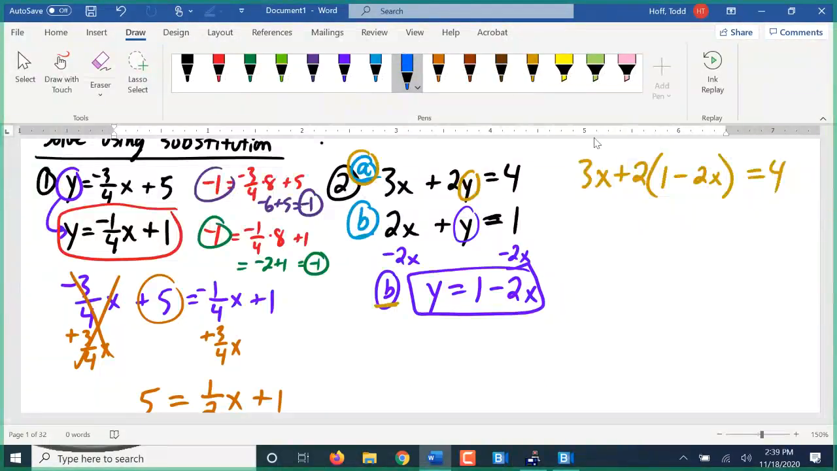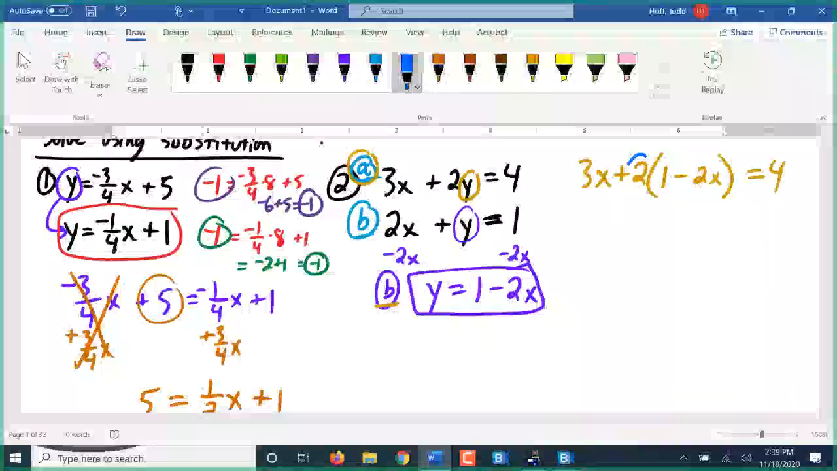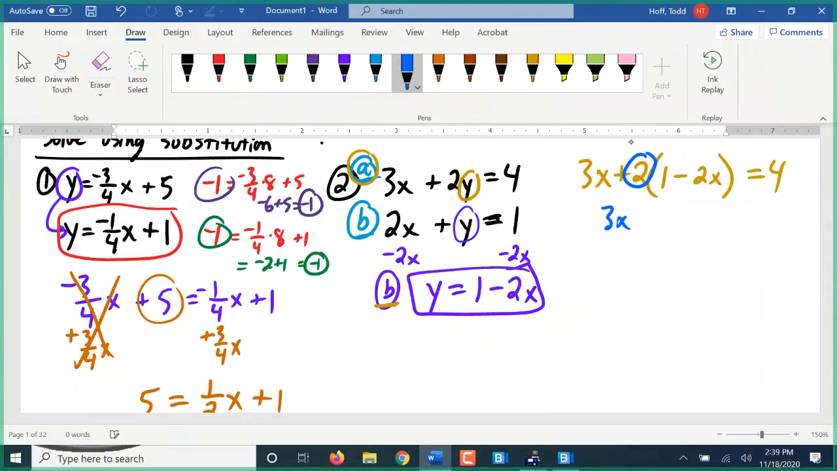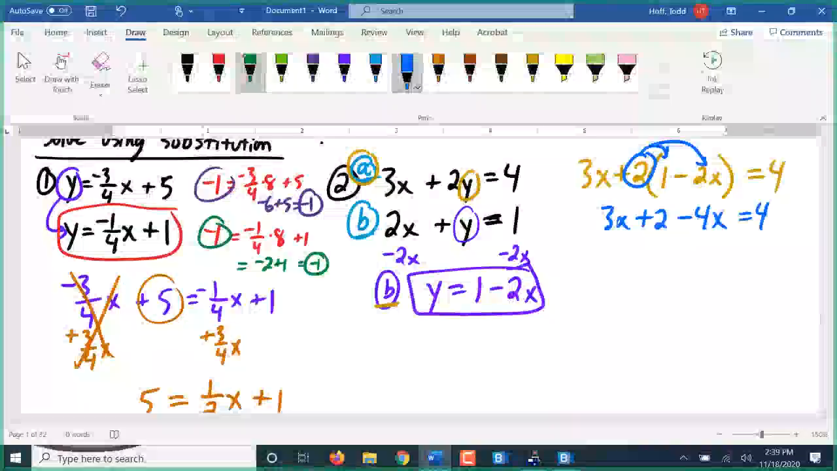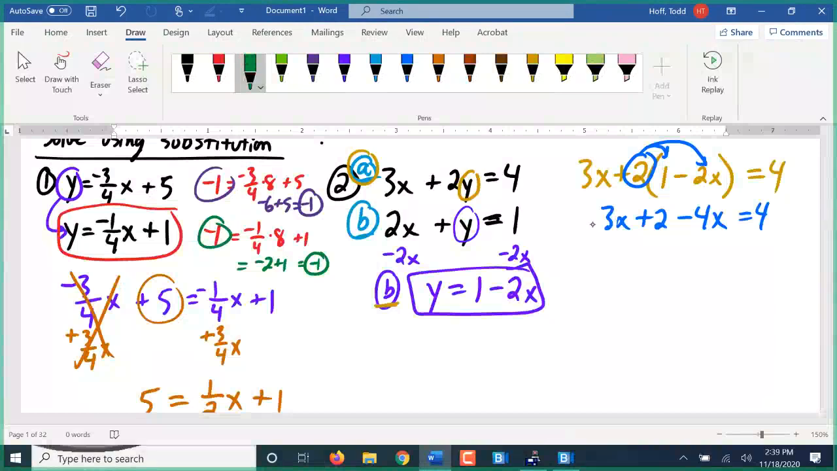Now, remember, we combine what we can on either side. On the left side, we've got parentheses first of all, nothing to do inside there. So we're going to multiply by the 2. First, we'll bring down the 3x. 2 times 1 is a positive 2. 2 times negative 2x is a negative 4x. Equals 4. Next, we'll keep combining over here. 3x and negative 4x is a negative x, or negative 1x. Still have the plus 2. Equals 4.